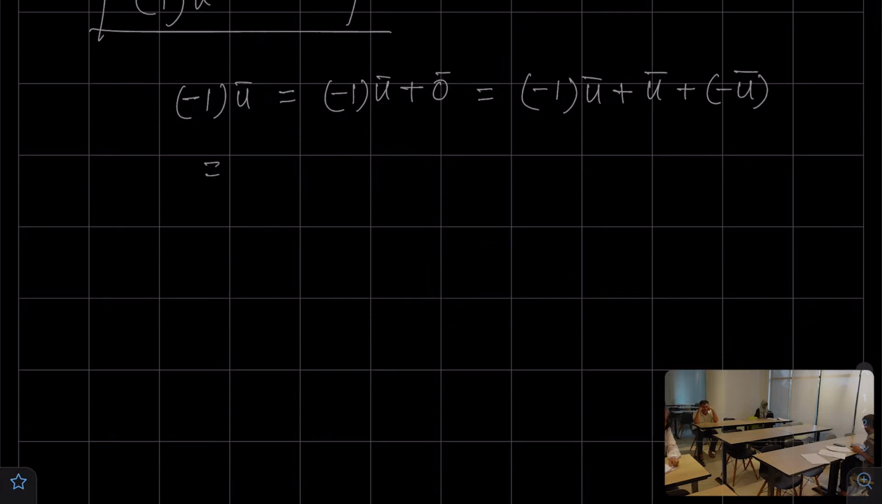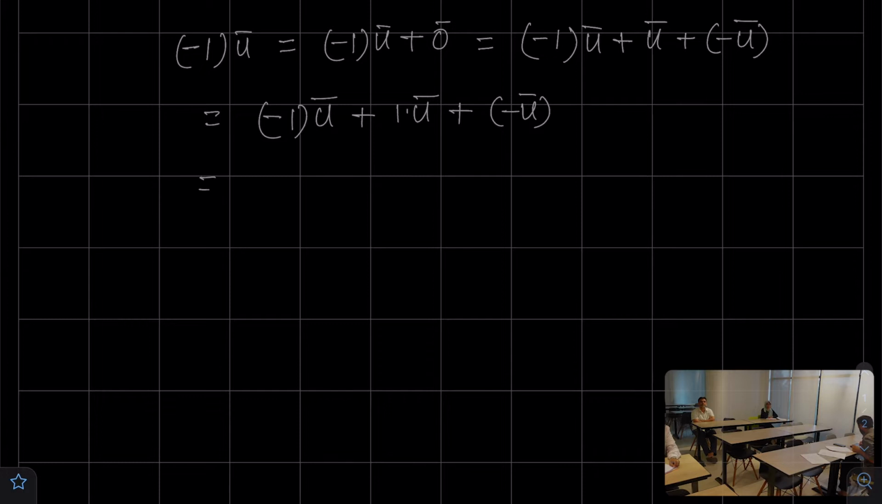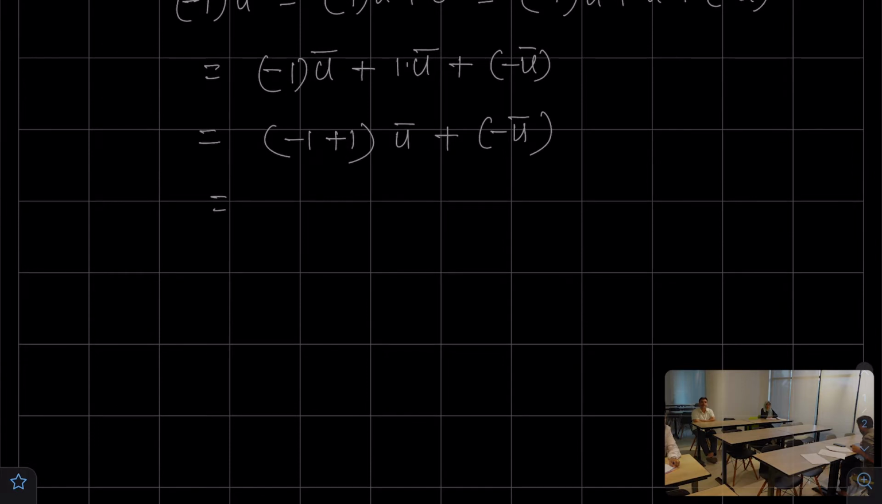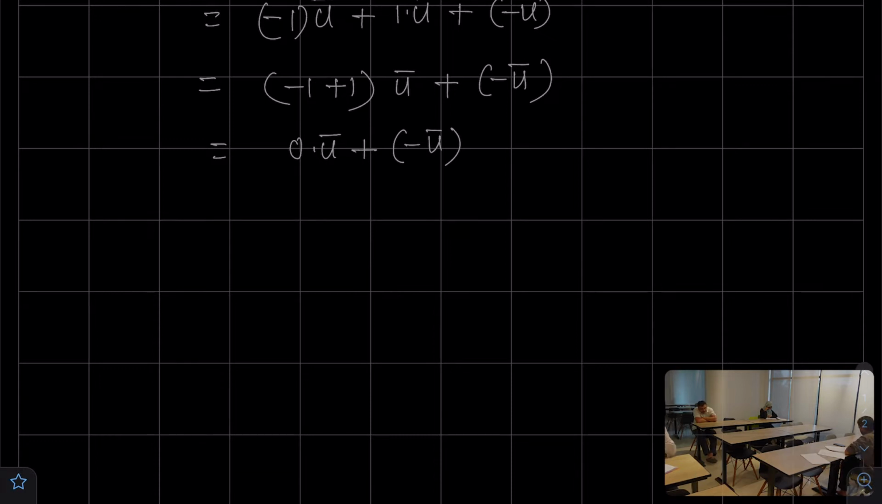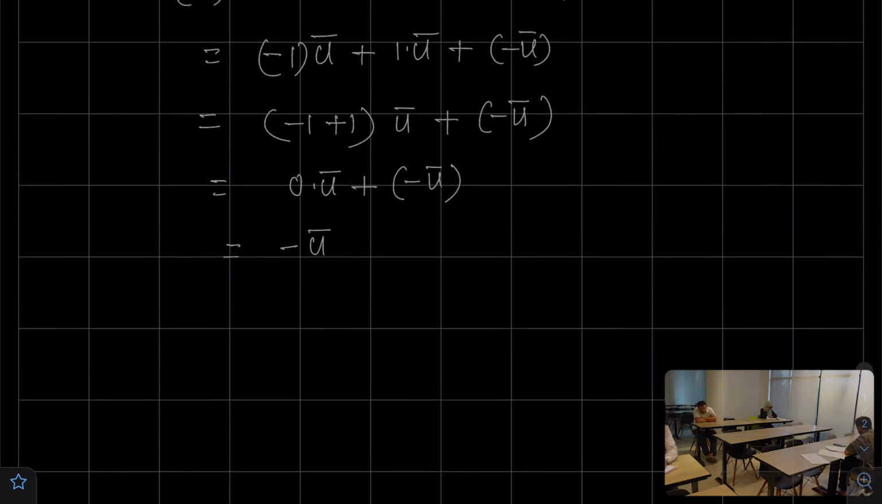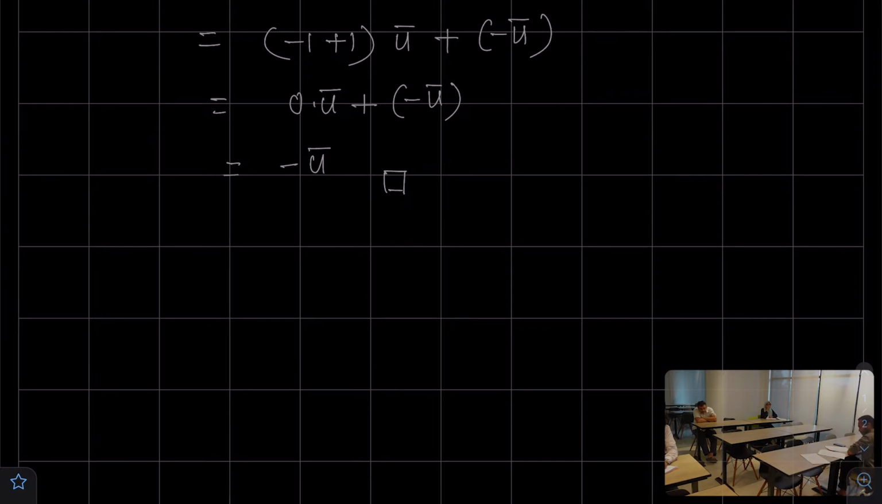Then this is equal to -1 times u plus 1 times u plus minus u vector, and so this is (-1 plus 1) u vector plus minus u vector. So this is simply 0 times u vector plus minus u vector, right? In the previous class, I proved that 0 times u is equal to 0. So then this is just simply minus u. And this is the proof of this.